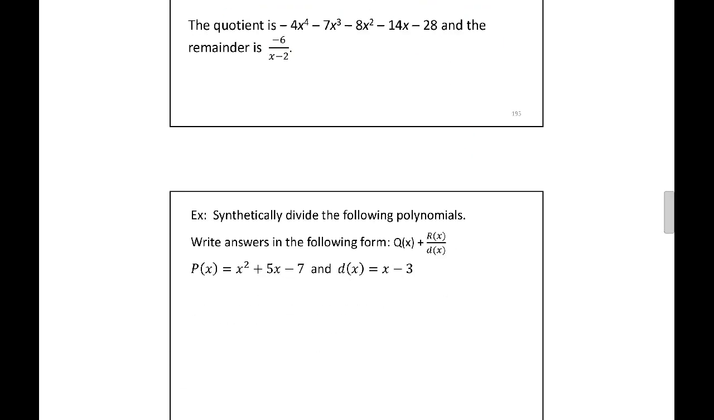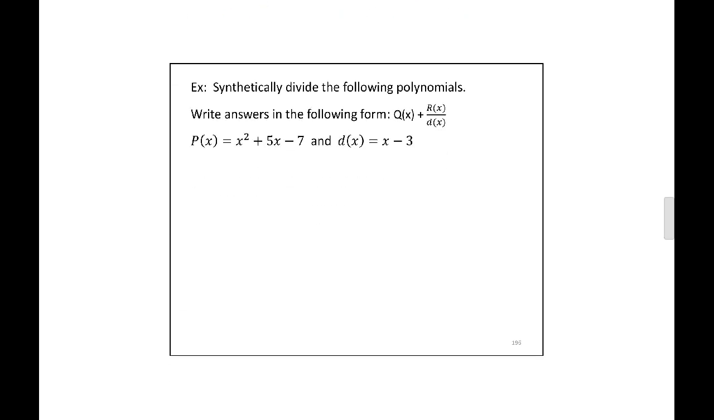Let's look at another example. Synthetically divide the following polynomials. Write the answer in the form q of x plus r of x divided by d of x. P of x is x squared plus 5x minus 7, and our divisor d of x is x minus 3. First thing I want to do is set this equal to 0 to determine that x is equal to positive 3.